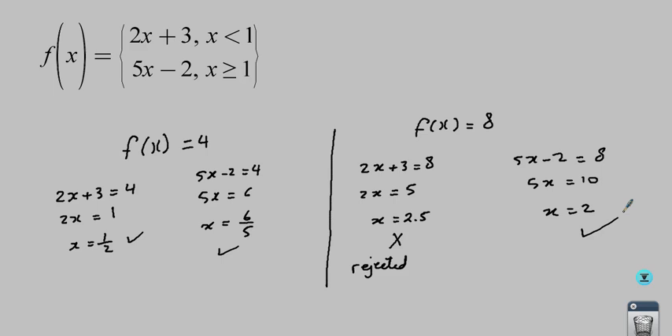Now, keep in mind that a piecewise function doesn't have to be made up of two linear parts. The two parts may be linear and a quadratic, or irrational and a quadratic. It doesn't really matter what, as long as there are two different rules for two different parts of the domain.